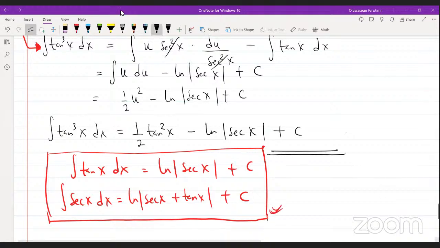I hope this makes sense, guys. This is section 7.2, talking about trigonometric integrals. I hope you learned something from here.